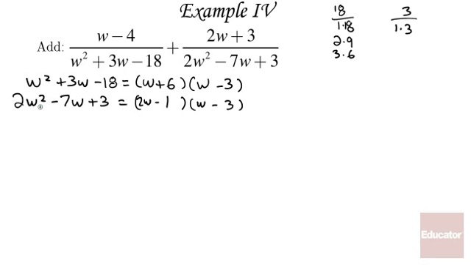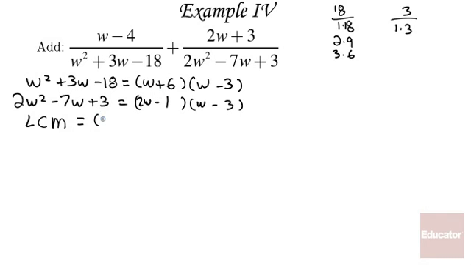First terms, 2w squared. Outer, negative 6w. Inner, negative w. Negative 6w plus negative w, negative 7w. Last, negative w times negative 3, which is 3. So this factorization checks out. I've got the denominators factored. I'm going to find the least common multiple.